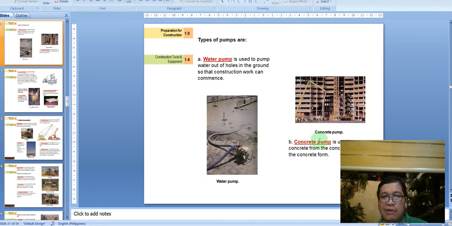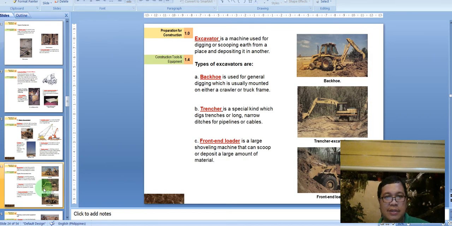Then you have your concrete pump. This is especially useful if you have projects that are multi-level or multi-storey, where you can just pump concrete from the ground up. Then familiarize yourself with the different heavy equipment.